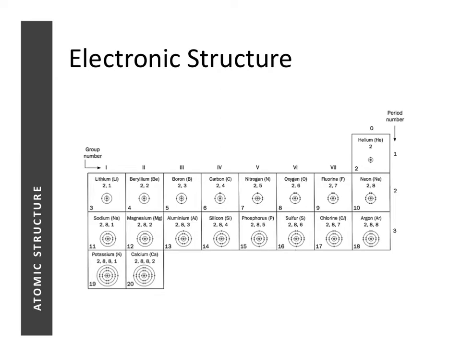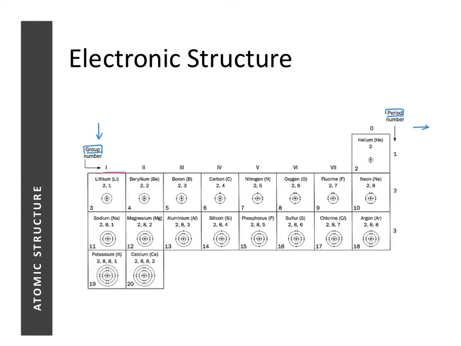Now let's take a look at the electronic structure of the first 20 elements. Take some time to look at the arrangement of electrons and see whether you can spot any patterns or trends. But before that, a reminder: vertical columns in a periodic table are called groups, whereas horizontal rows are called periods. Now again, take some time to see whether you can spot any trends.